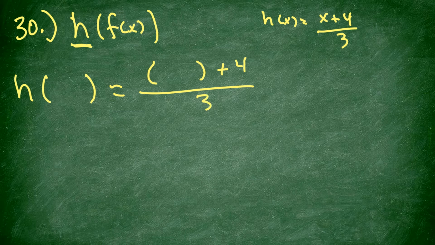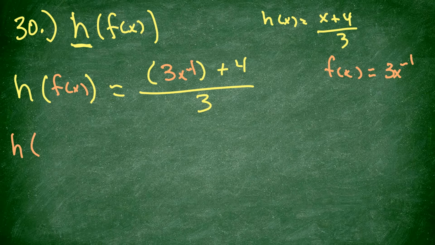So h of x equals x plus 4 all over 3. So instead of x, I put blank space plus 4 all over 3. All right. Now I'm going to plug in f of x. Well, I know f of x is 3x to the negative first. So I'm going to put 3x to the negative first power. All right. So I end up with h of f of x equals 3x to the negative first plus 4 all over 3.